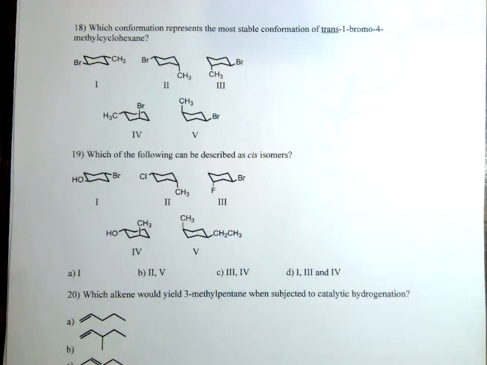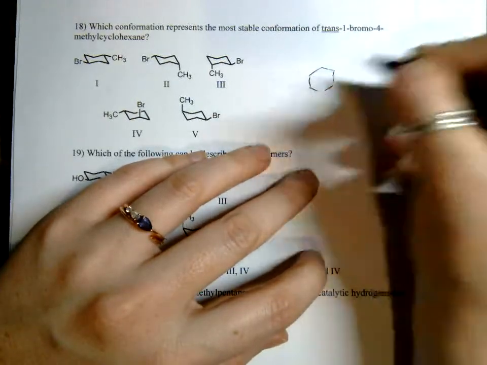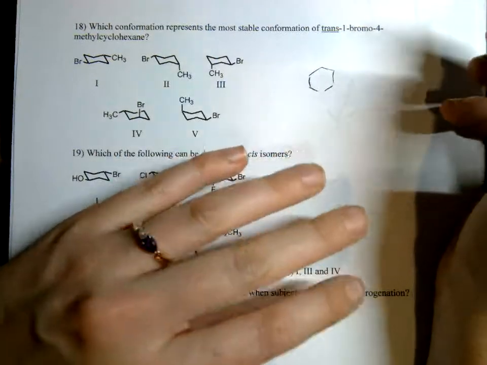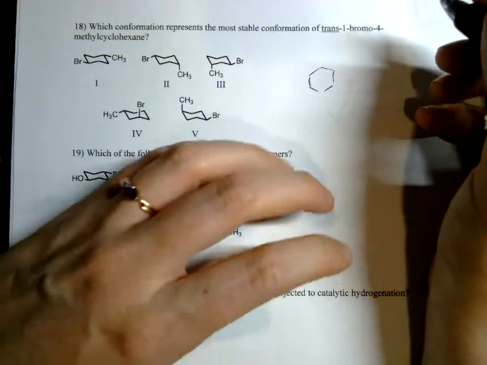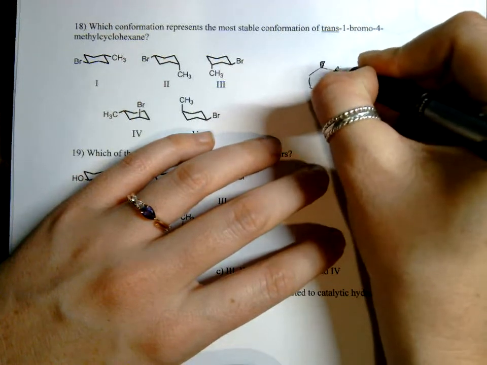Okay, so this next question is, which conformation represents the most stable conformation of trans-1-bromo-4-methylcyclohexane? So again, I always start the same way. I've been doing this for a long time. This is basically the only system I know how. Dr. Berhe or your instructor might have a different way of doing it, but this is how I always do it. So I'm going to draw all my wedges.